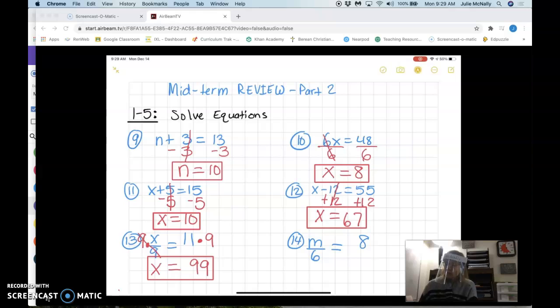And number 14, what do I do? Somebody tell me. By? Yes. I'm going to multiply both sides by 6 because that's what's on the bottom of my fraction. I'm left with m equals how much? 48.